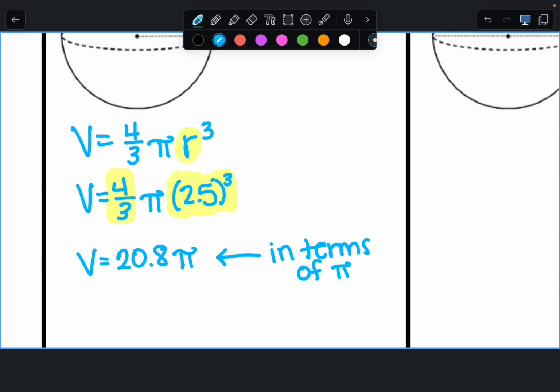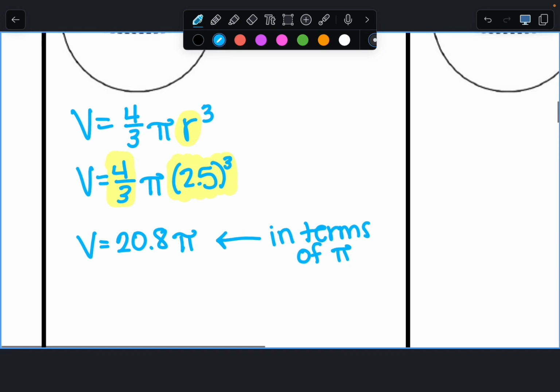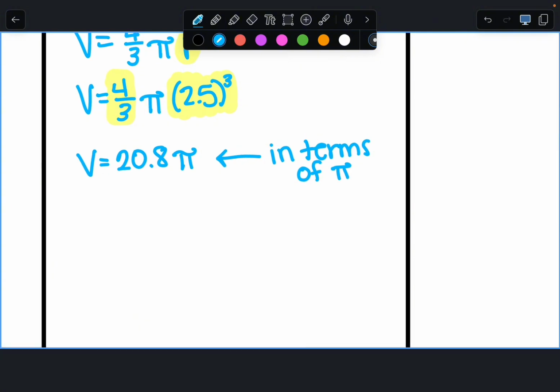All right, so that's in terms of pi, but now to the nearest tenth. Okay, you're going to type in everything into the calculator. So 20.8 pi. This time include the pi. What do you get? And that one is to the nearest tenth.